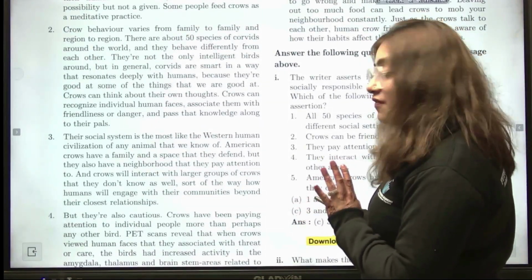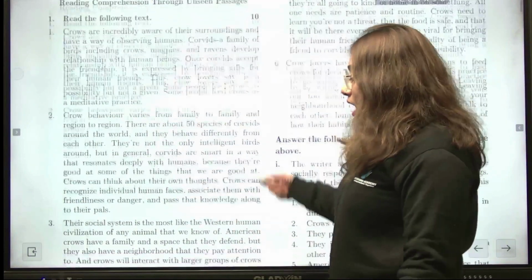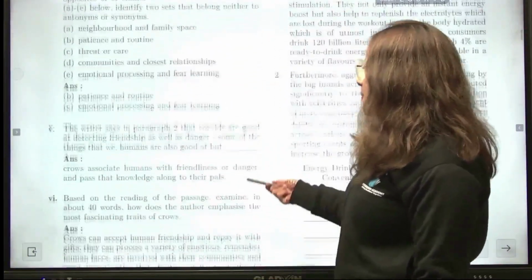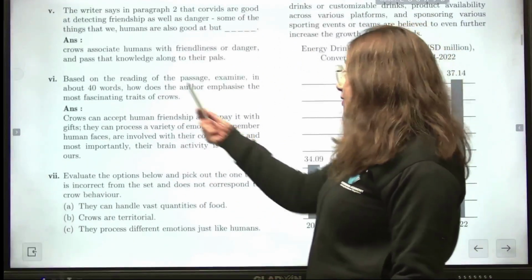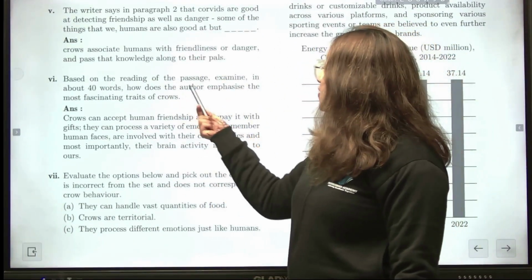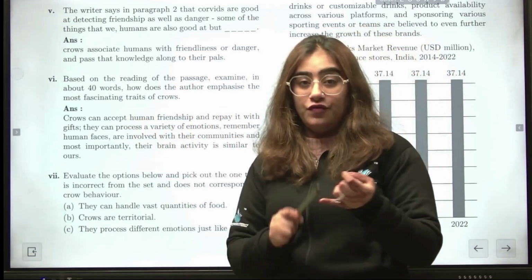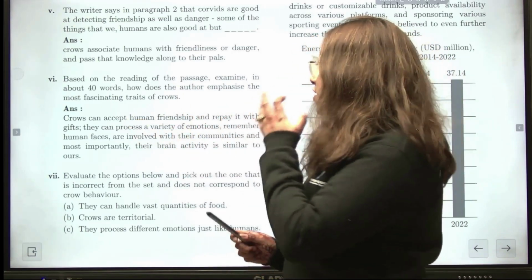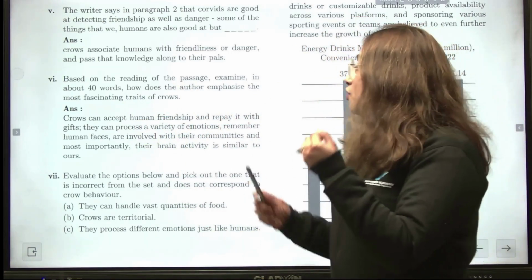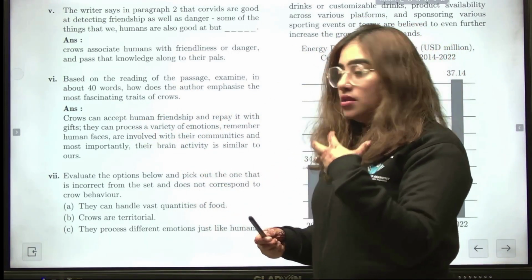ठीक है, हमने ये cover कर लिया. अब ये जो क्वेश्चन आपका हमने पढ़ा है वो क्वेश्चन ये कहता है कि बेस्ड ऑन योर रीडिंग ऑफ द पैसेज आपने आंसर करना है. तो अभी आपने पढ़ा कि हाउ डज द ऑथर एम्फसाइज मोस्ट फैसिनेटिंग ट्रेट ऑफ क्रोज. तो अभी आपने पढ़ा था कि जो क्रोज है वो ह्यूमन फ्रेंडशिप को एक्सेप्ट कर देते हैं एंड दे रीपे देम थ्रू द गिफ्ट. ठीक है, ये हमने पढ़ा.